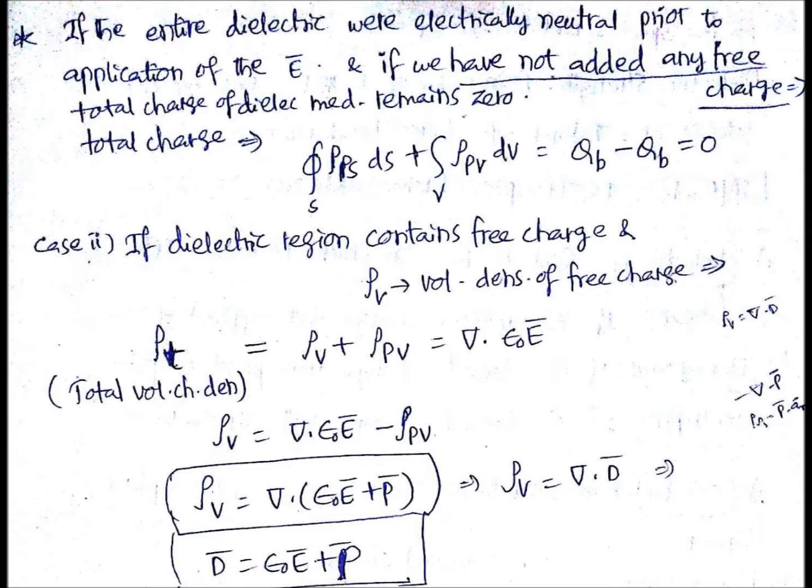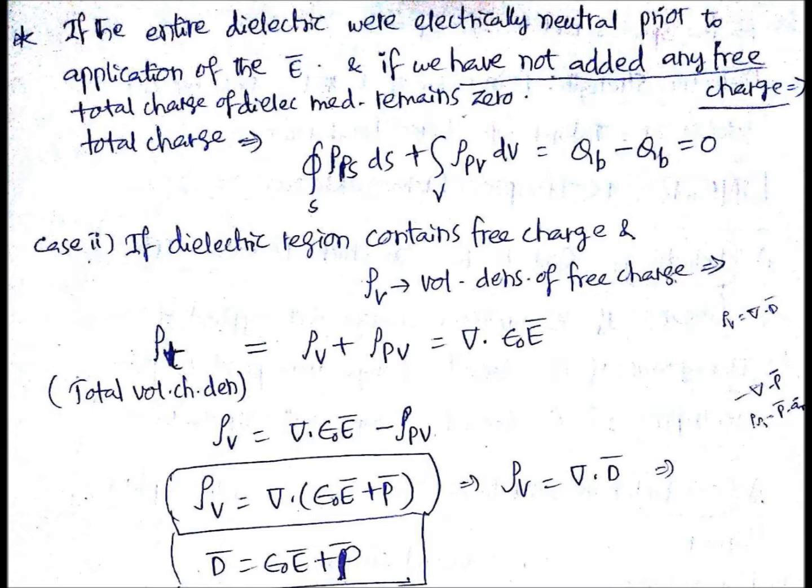Then if we make that equal to 0, the total charge is found to be the closed surface integral of rho ps ds plus the volume integral of rho pv dv. I think that is rho pv, that means polarization, indicating polarization p, that is rho ps and rho pv, I guess. So then the bound charge Qb minus Qb equals 0. That's how we are getting it.